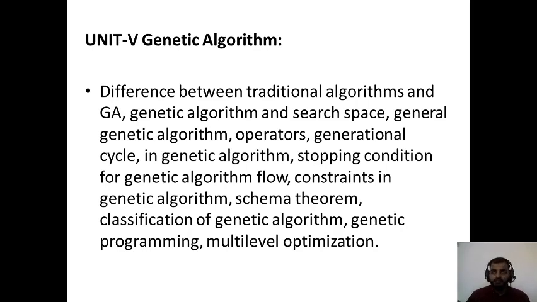And moving forward, another one is the classification of genetic algorithms. What are the different classifications of genetic algorithms based on types, usage and method of implementation? The next one is genetic programming. What do you mean by genetic programming, how is it done, and how are the outputs evaluated? The next one is multi-level optimization. What actually is multi-level optimization and how are we going to implement it? Now this is all about the fifth unit that we are going to study in the coming sessions.